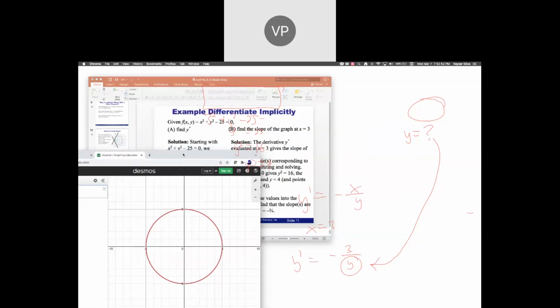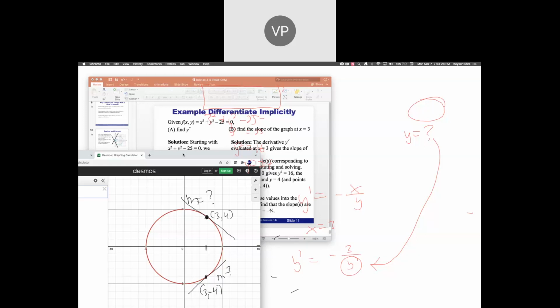Now what they're asking is, what is the slope at x equals 3? Here's x equals 3 right here. But notice there's a point here, and there's a point here, and they each have different slopes. So which slope are they looking for? Are they looking for this one, or are they looking for that one? That's where you have to determine it. This coordinate here is 3, 4. This coordinate down here is 3, negative 4.